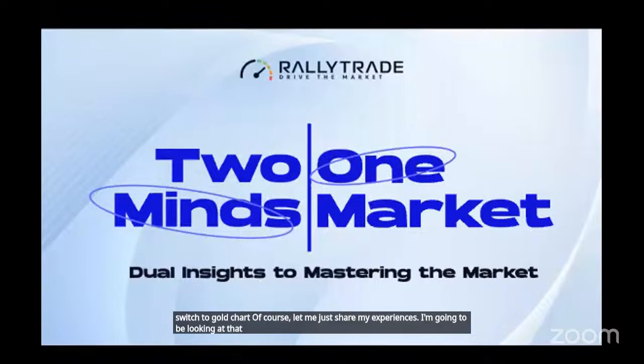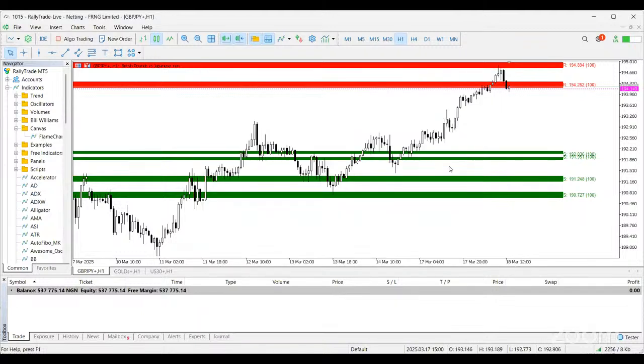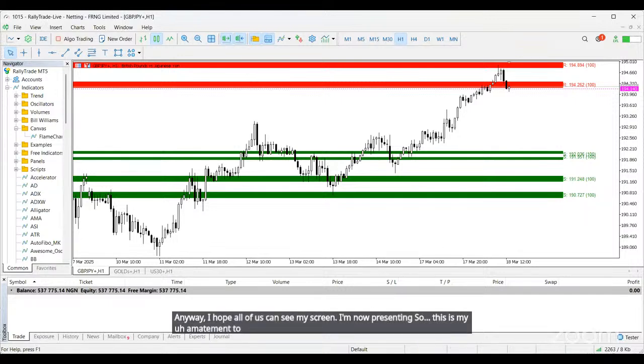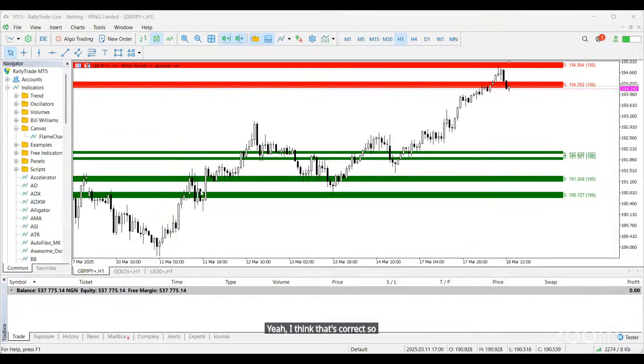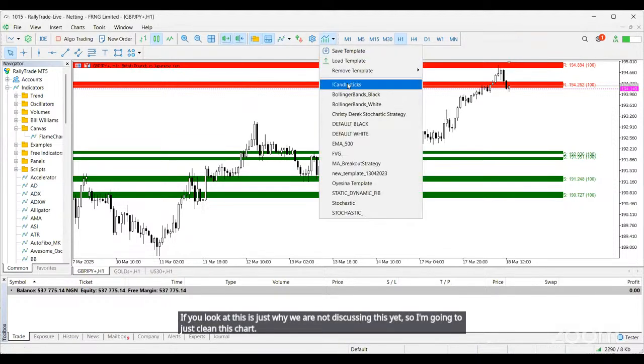So if we look at gold charts, anyway, I hope all of us can see my screen. I'm now presenting. Permit me to be sure that I'm actually sharing the right screen. Yeah, I think that's correct. So I'm actually sharing my screen. This is just GBP-JPY. We are not discussing this yet. So I'm going to just clean this chart.